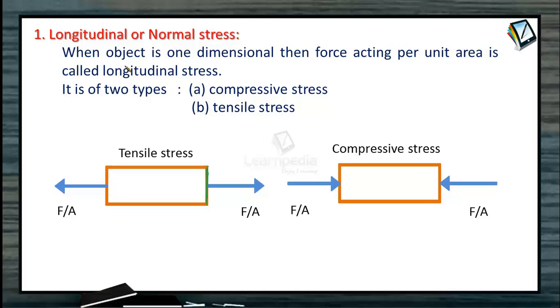Alright. So longitudinal stress or the normal stress can be of two types. One is tensile stress, the other one is compressive stress. And suppose F is the internal force of tension or compression generated inside the rod, then this longitudinal stress is basically the force applied divided by the cross-sectional area.